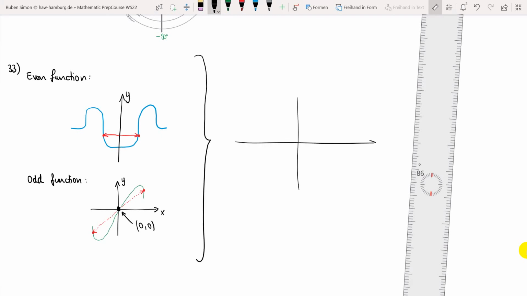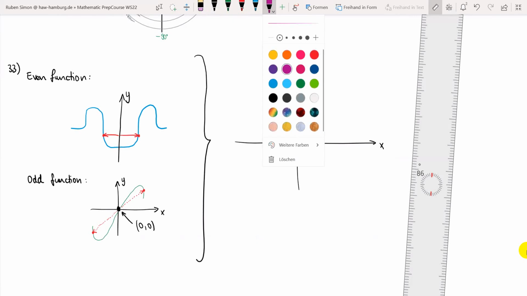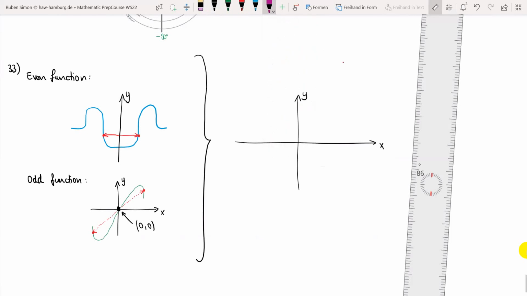Is there any function which is odd and even at the same time? Zero. Correct. So if you go with the function which has the equation y equals 0, this function would just be a straight line on the x-axis. And so this would be function graph f.